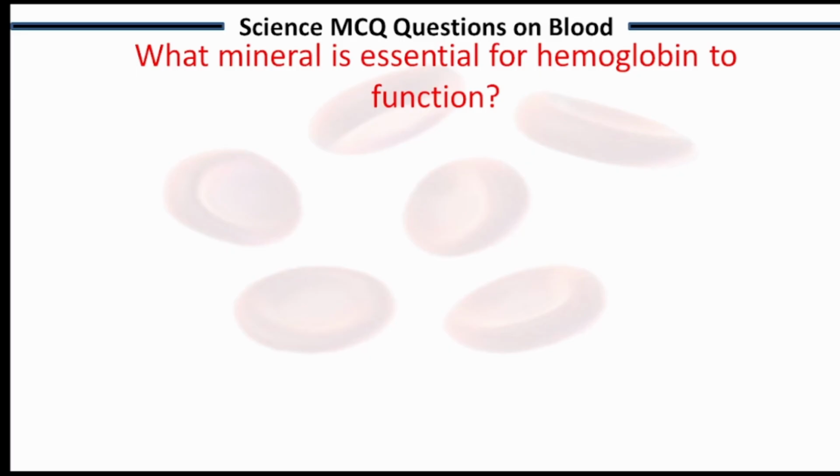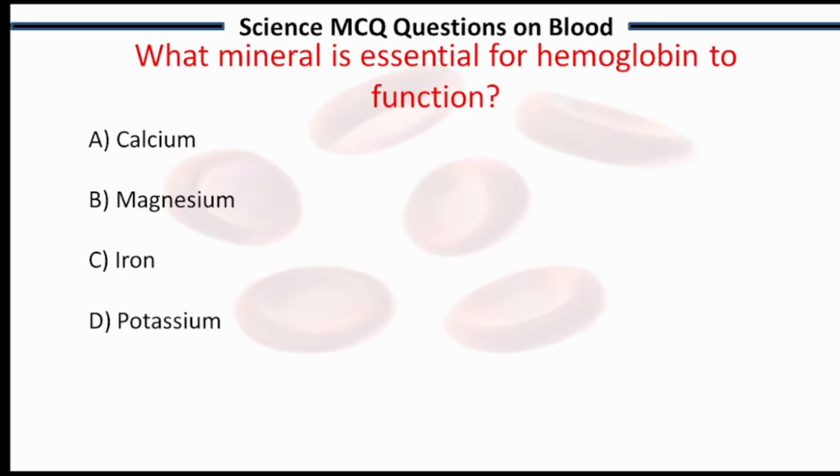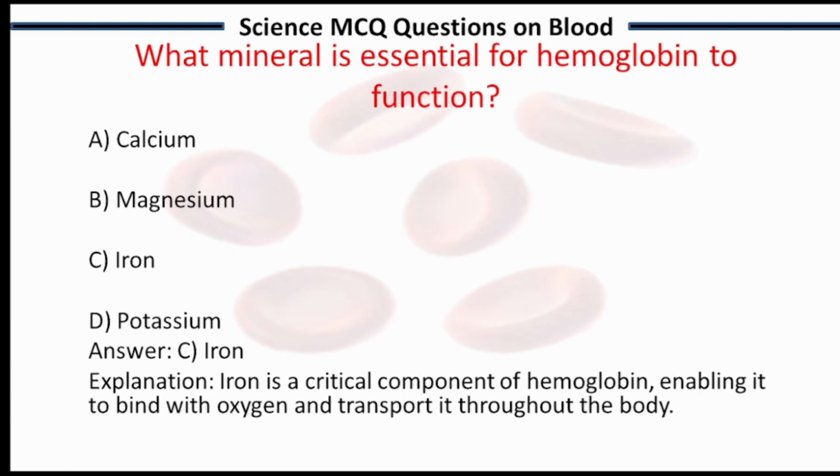What mineral is essential for hemoglobin to function? A. Calcium, B. Magnesium, C. Iron, or D. Potassium. Right answer is iron. Iron is a critical component of hemoglobin, enabling it to bind with oxygen and transport it throughout the body.